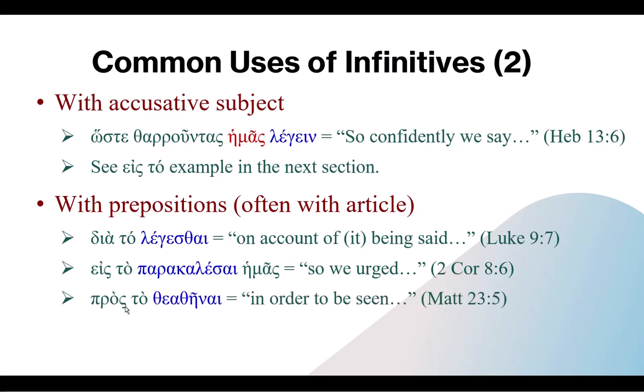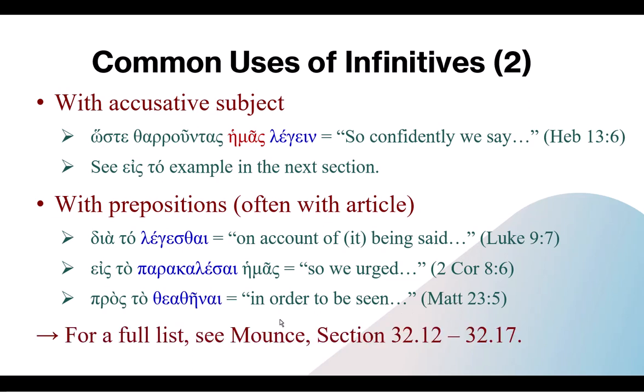Another example is pros to, and that is kind of the idea of in order that something would happen. So pros to thēthēnai, this is an aorist passive infinitive from theaomai, and the sense here is pros to, in order to be seen. So it's this passive infinitive idea, in order to be seen by men. Matthew 23:5 is a speech to the Pharisees. For a full list of the common uses of the infinitive, see Mounce's textbook, sections 32:12 through 32:17.